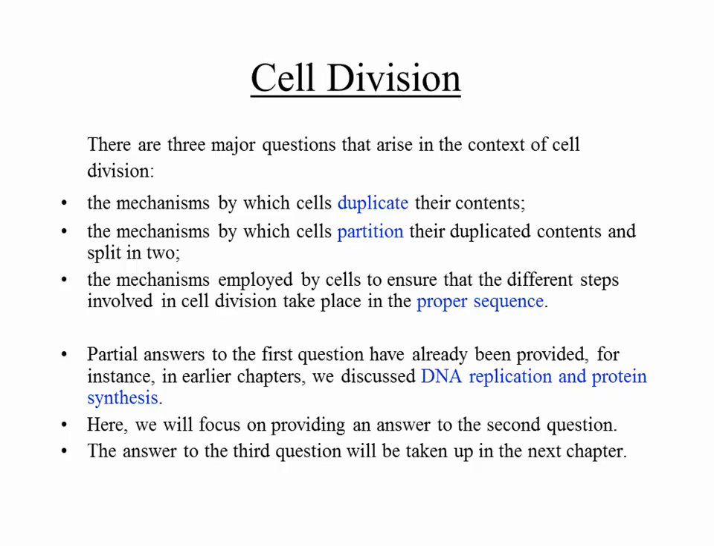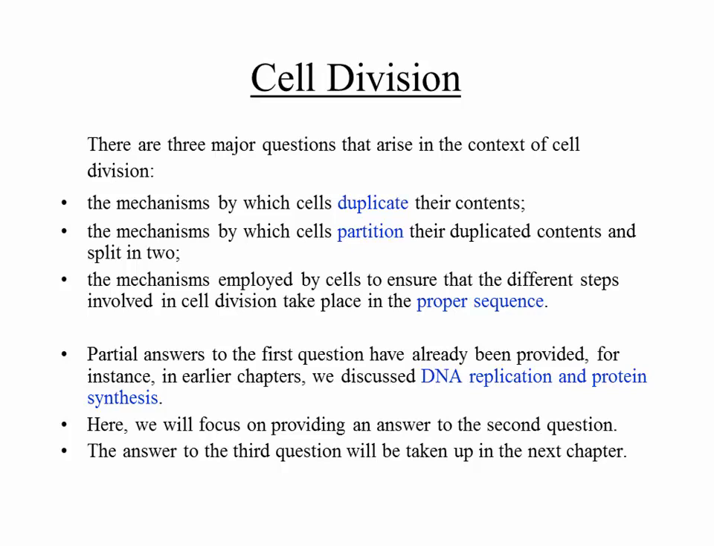Now, there are three major questions that come up in the context of cell division. First one is the mechanisms by which cells duplicate their contents. Number two, the mechanisms by which cells partition their duplicated contents and then split into two. And the third one is the mechanisms employed by the cells to ensure that the different steps involved in cell division take place in the proper sequence. Because there has to be some kind of timing. So what is the timing mechanism? Just like in a computer, you have a clock that is doing the timing, so in cell division also, you need some kind of timing mechanism.